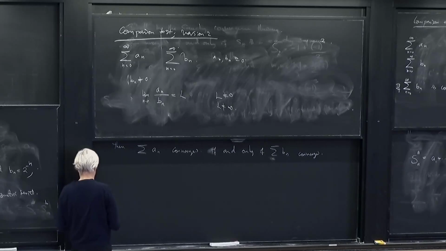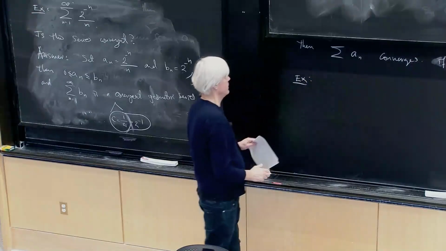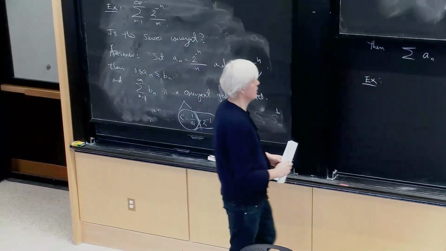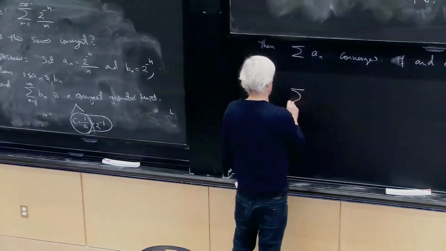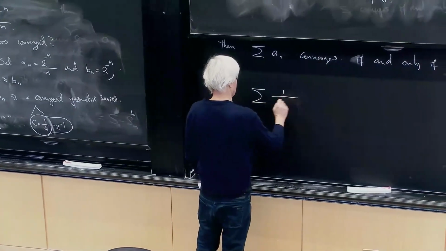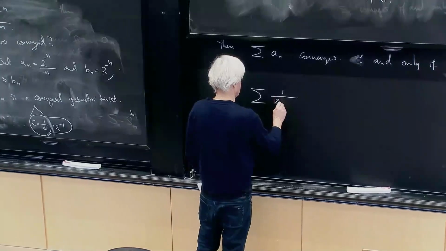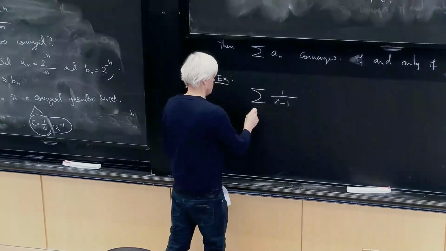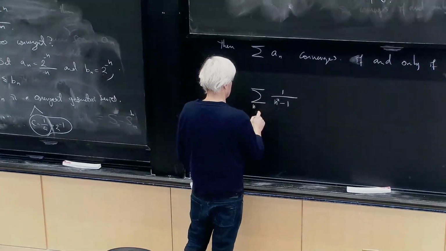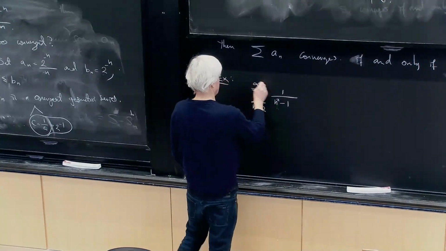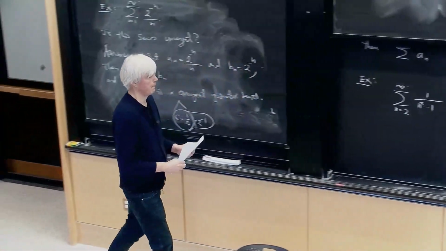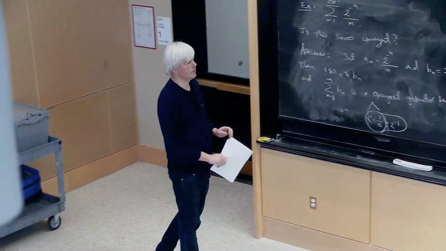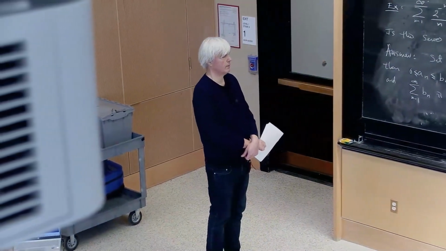And so a typical example of this is where you're looking at the series 1 over n squared minus 1. Suppose you're looking at this, and just to make sure that you're not dividing by 0, you're looking at this thing here. Suppose that this is the series that you're given.